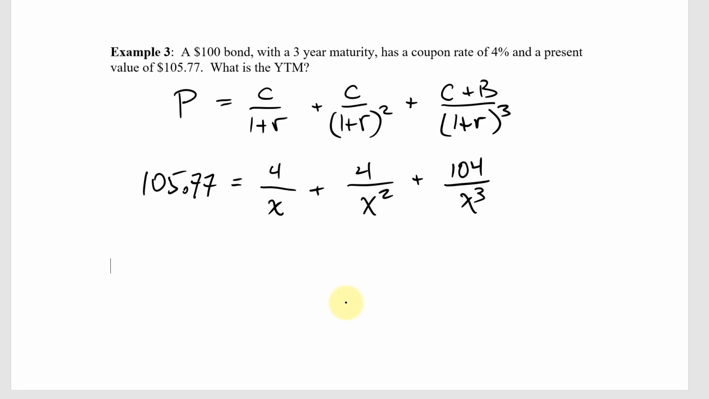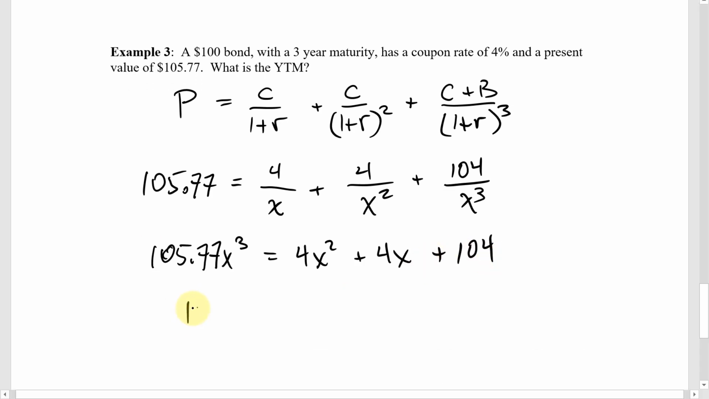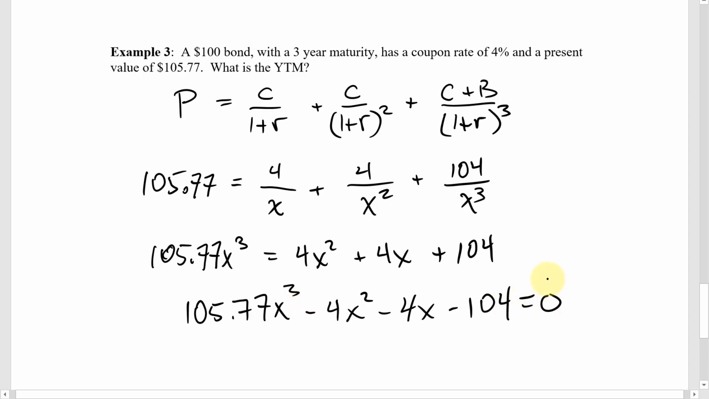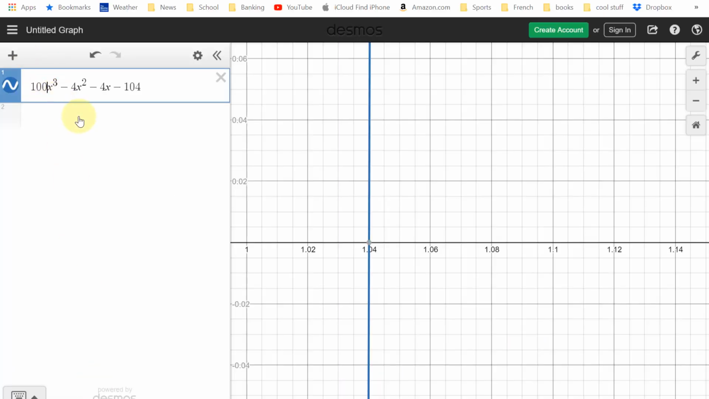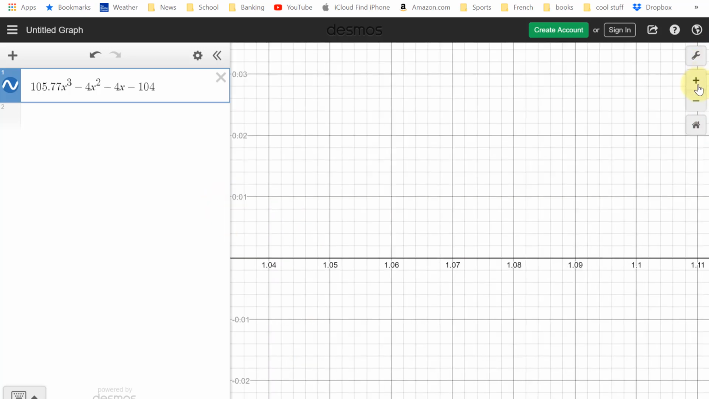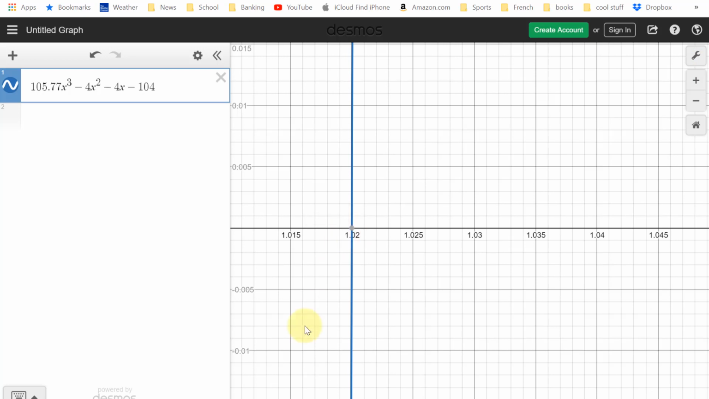Multiply both sides by x cubed. Bring everything onto one side of the equation so that we can write this in terms of finding the zeros of a polynomial. So find the x value that makes that polynomial 0. So let's go to either calculator or Desmos. The only thing that changed in this example was it's now market value is 105.77. So if I'm trying to figure out where that's crossing, looks like 2% at 1.02. So 1.02 is my solution.